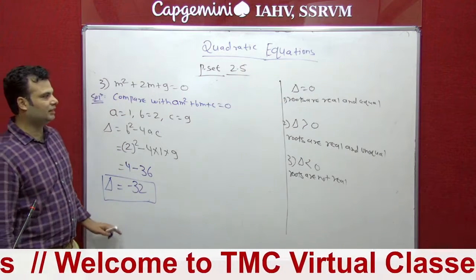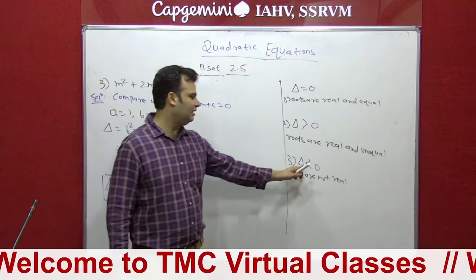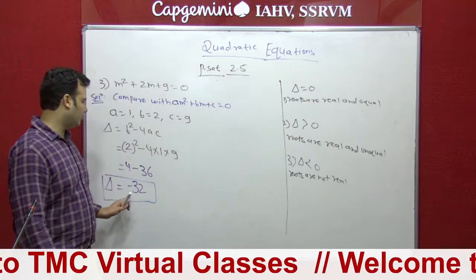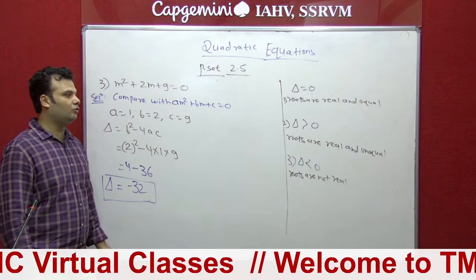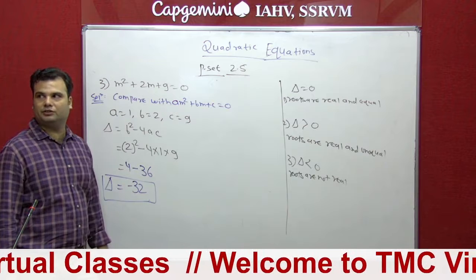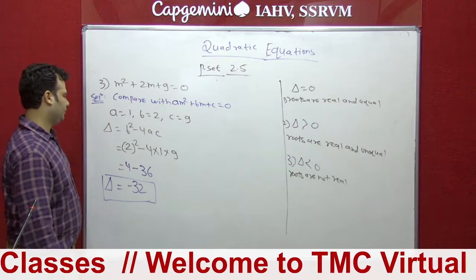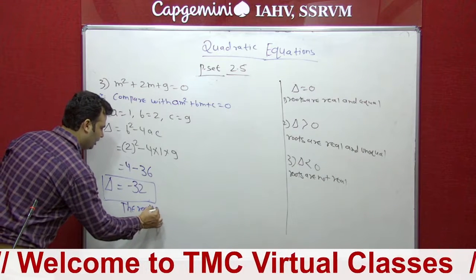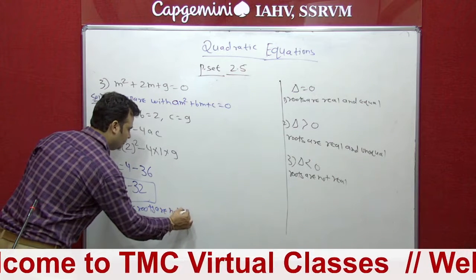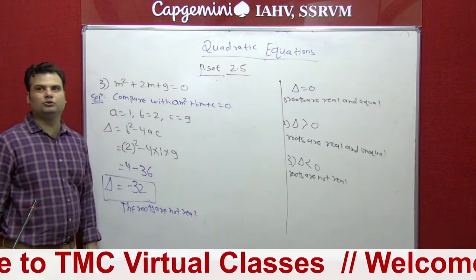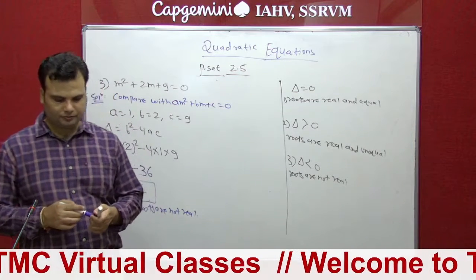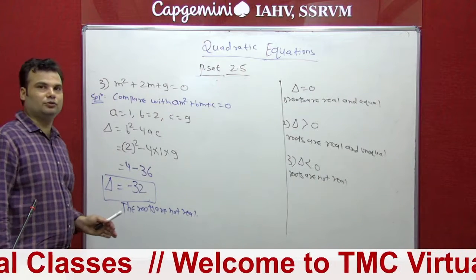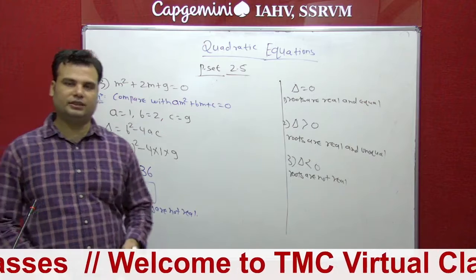Now students, just see the third condition. If delta is less than 0, less than 0 means negative. Now you can see the answer is also negative. So that time we can write roots are not real. So the given quadratic equation has roots that are not real. So this way we can solve sum number 3 from practice set 2.5. So very simple. We have to follow the steps.